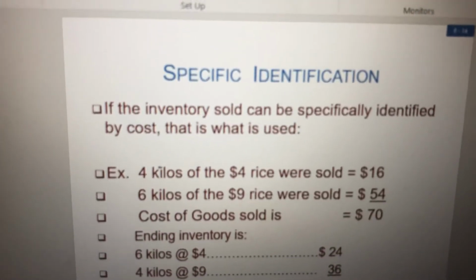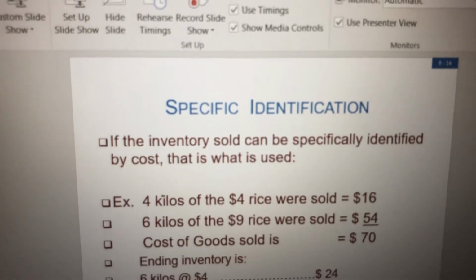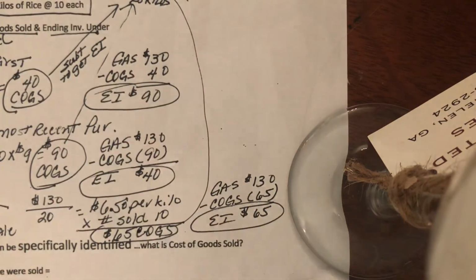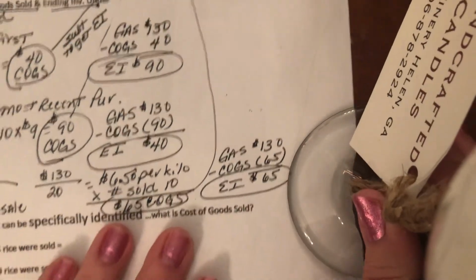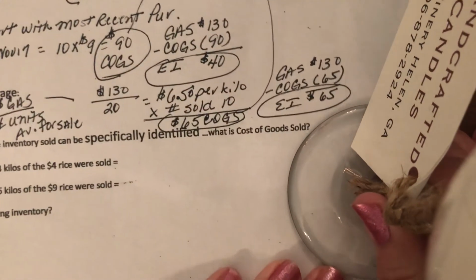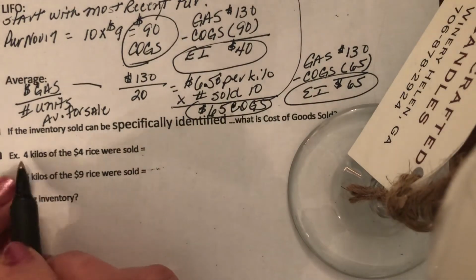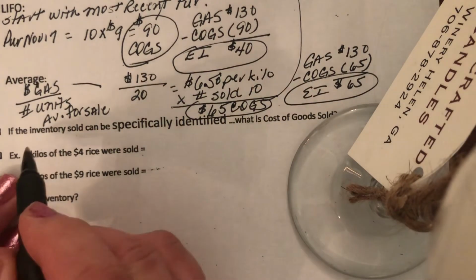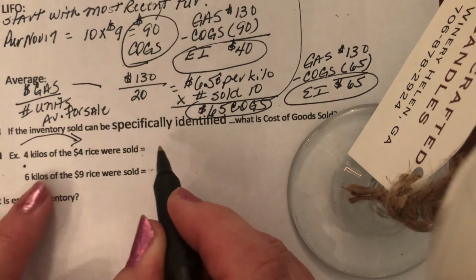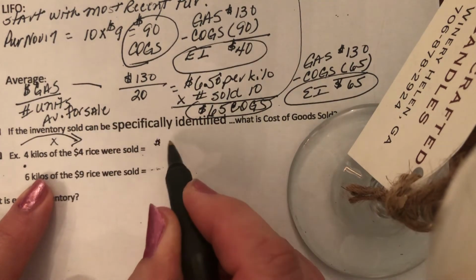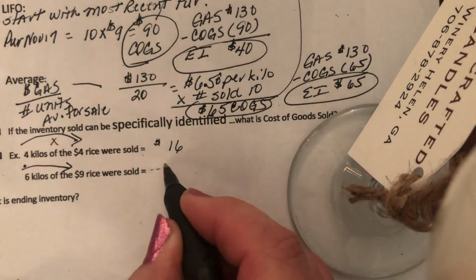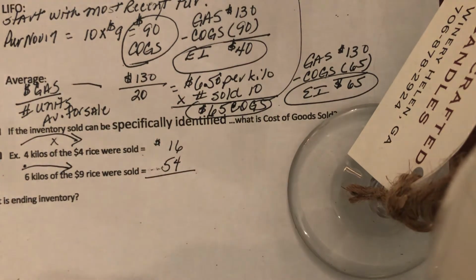And again, now we want to go on to specific identification. Under specific identification, I tell you what kilos we're going to sell. It's like, let's go into the warehouse. We're going to sell a few of them from beginning. We're going to sell a few of them from recent purchases. So I have to give you the numbers of what we're selling. And here they are. We sold 4 kilos that we paid $4 for. So that's going to be $16. Do a multiplication. And I sold 6 kilos that I had paid $9 for. That's going to be $54.